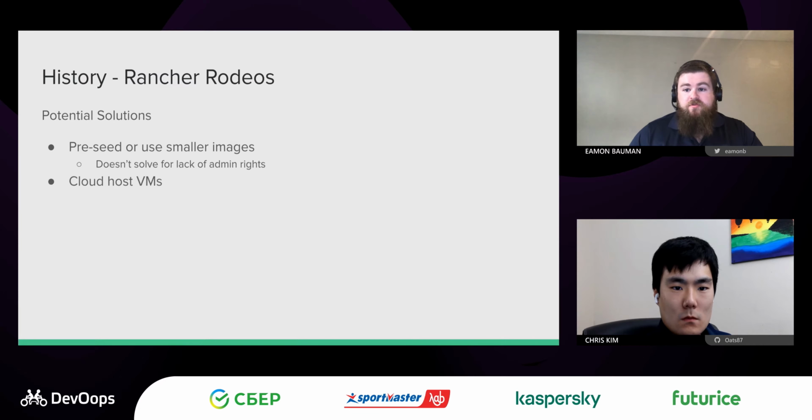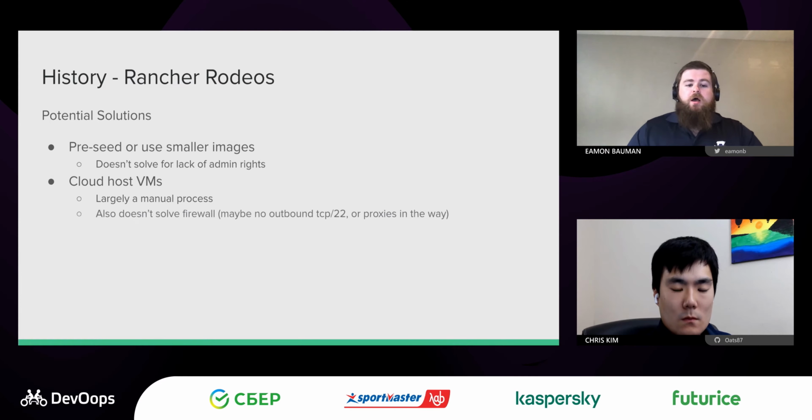We could cloud host the virtual machines, so we could set up instances in AWS or Azure or Google or wherever, but that's largely a manual process. We would still have to go VM by VM and set those up. Of course, there are Terraform scripts and so on available, but it would also not solve the firewall issue. Some users on their laptops may not have outbound TCP port 22, or there could be corporate proxies in the way, forcing their traffic through a corporate destination without allowing that connectivity to the VM.